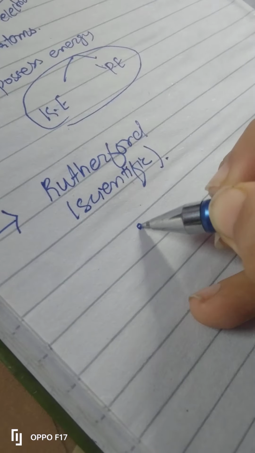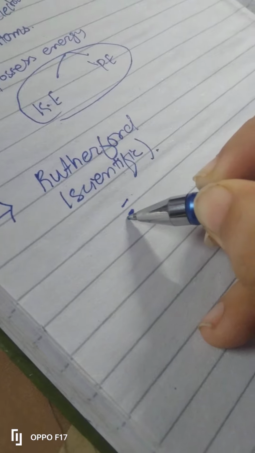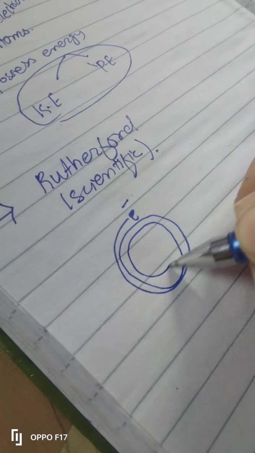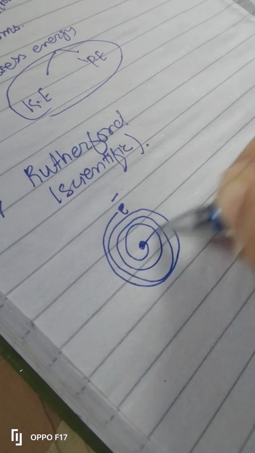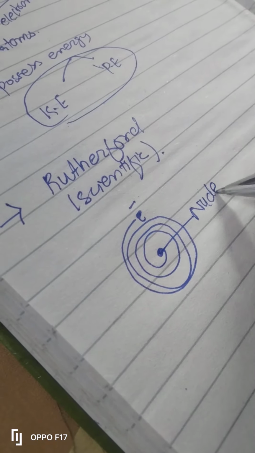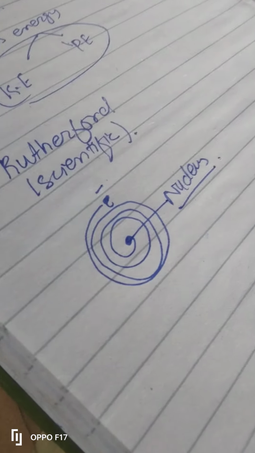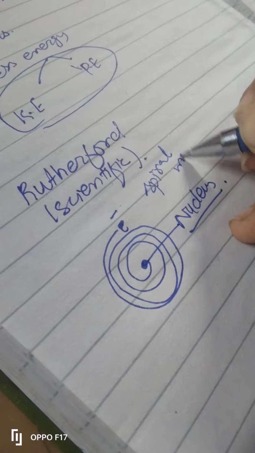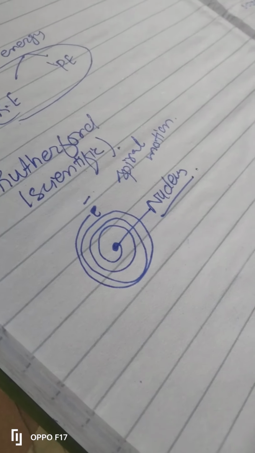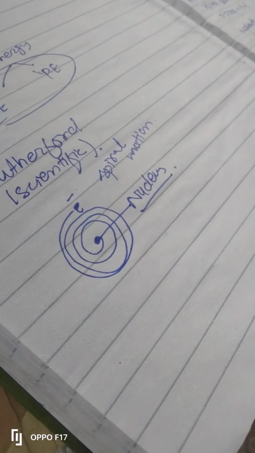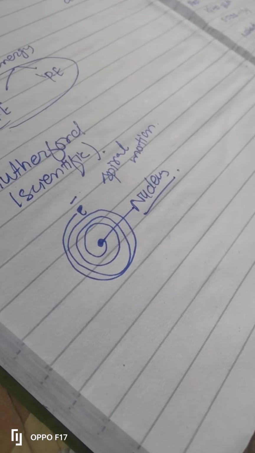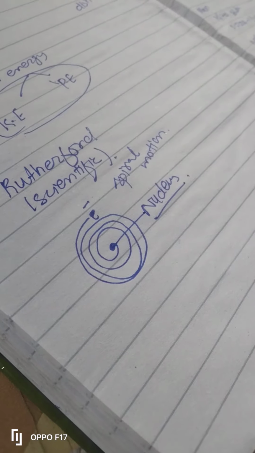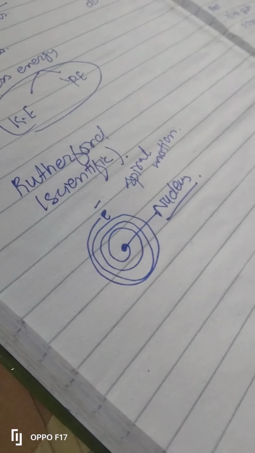For example, I'm having an electron over here and it will move, and eventually it will lose its energy and fall into the nucleus. He gave the idea of the nucleus. He said that the electron moves in spiral motion and eventually it will lose its energy and fall into the nucleus, which is obviously not true, and there are like 2 to 3 drawbacks of Rutherford too.